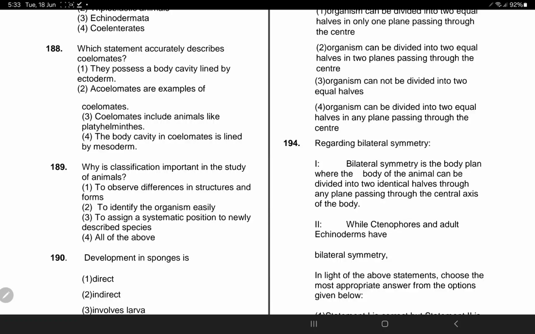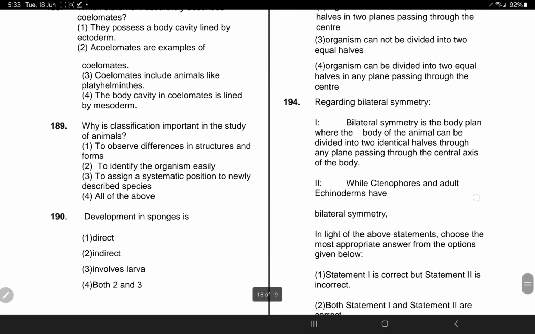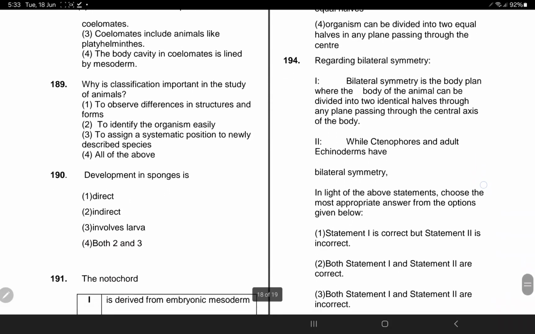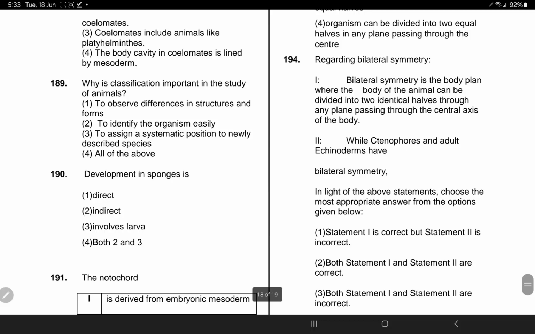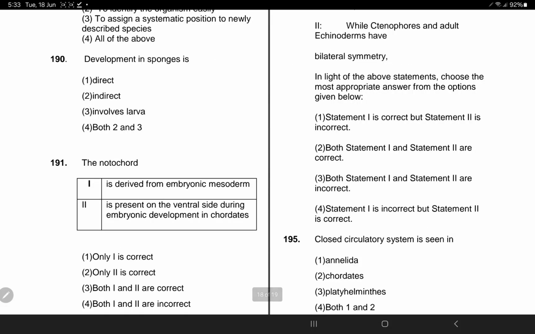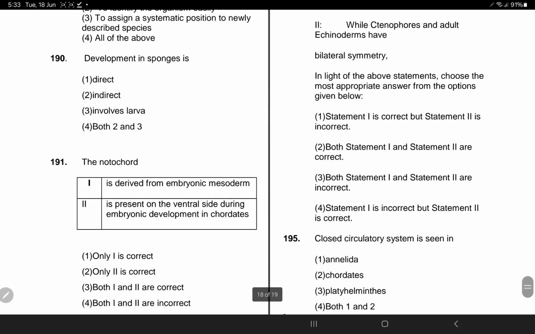While ctenophores and adult echinoderms have bilateral symmetry. Wrong. Both statement 1 and statement 2 are incorrect. Option 3 is correct. Closed circulatory system is seen in chordates. Option 2 is correct. Sorry, both 1 and 2 are correct. Chordates and annelids. Closed circulatory system is present in these two phyla.